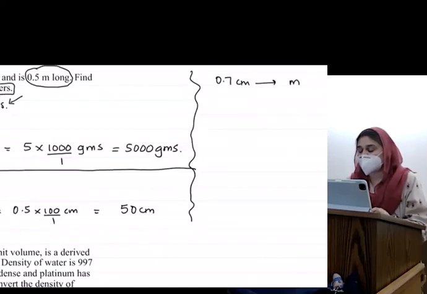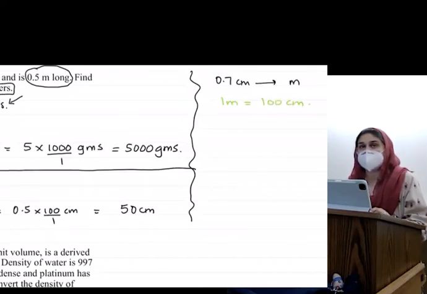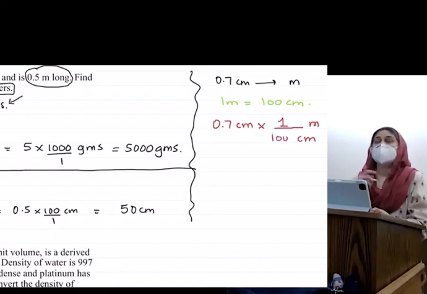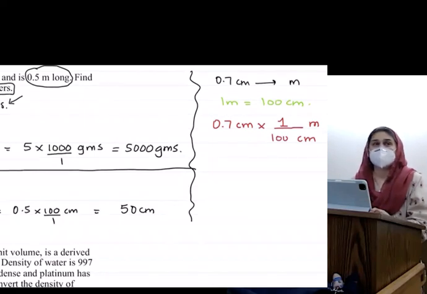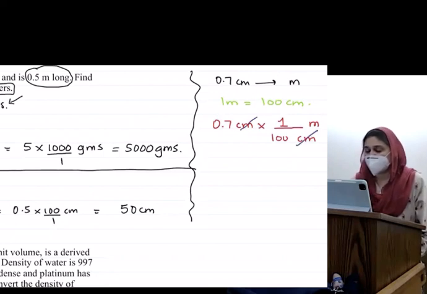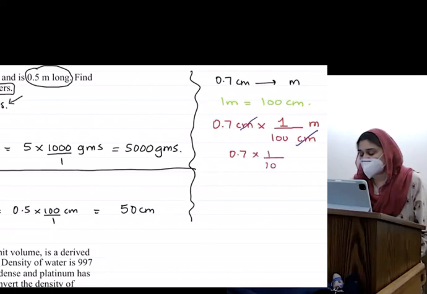So we still know what's the conversion? 1 meter equals 100 centimeters. Now I have to convert 0.7 centimeters, and I want to end up with meters at the top, correct? So the only way for this to happen is if I put centimeters at the bottom. And I know there are 100 centimeters in 1 meter. It's sort of flipped on its head. But everything else remains the same. So centimeters will go away. And I will get 0.7 times 1 over 100 meters.